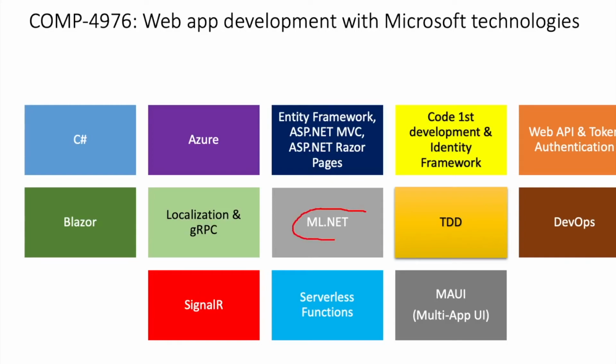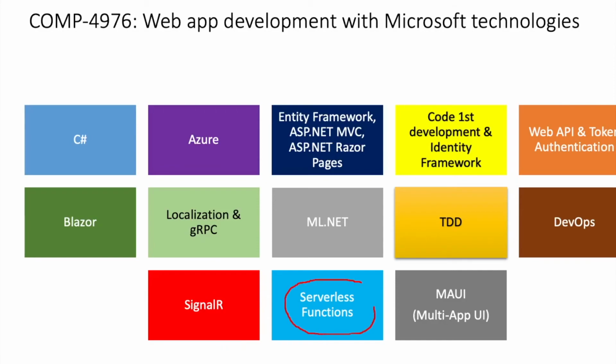ML.NET is machine learning. So you can incorporate machine learning into your web applications. TDD means test-driven development, so that you can implement unit tests in your application. DevOps is all about building CI/CD supported applications in ASP.NET and other Microsoft technologies. SignalR is the WebSocket implementation in ASP.NET.